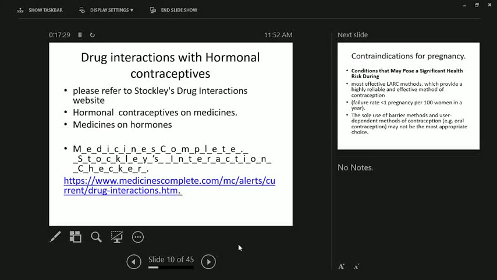And the next one is drug interactions. When you talk about contraceptives, most contraceptives are hormones. There is another set of non-hormonal contraceptives as well. The hormonal contraceptives have interactions in our body: the hormones affect the medicines we are on, and at the same time the medicines affect the hormones.